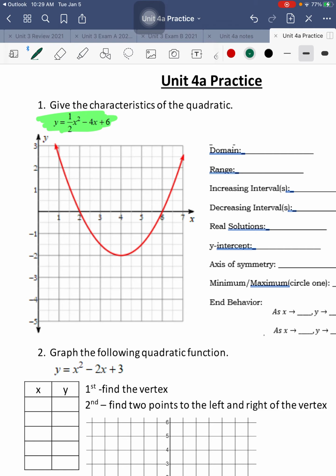So domain is the x values, so how far left will the graph go? Well, that's going to continue left forever, and left forever, even though it's not showing it on here, is going to go into the negatives. And that left forever is going to go to negative infinity. And how far right will the graph go? It's going to go right forever, and right forever on the x-axis, because the domain is x values, is positive infinity. So negative infinity to positive infinity.